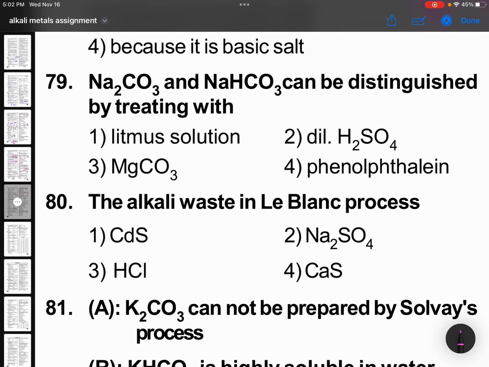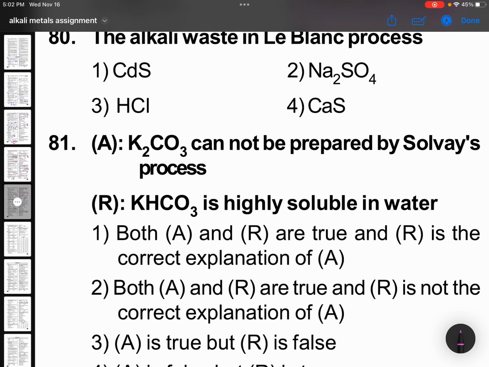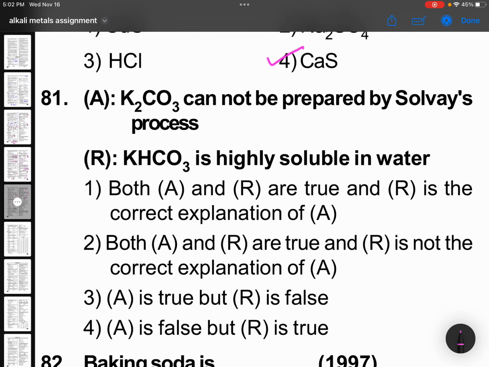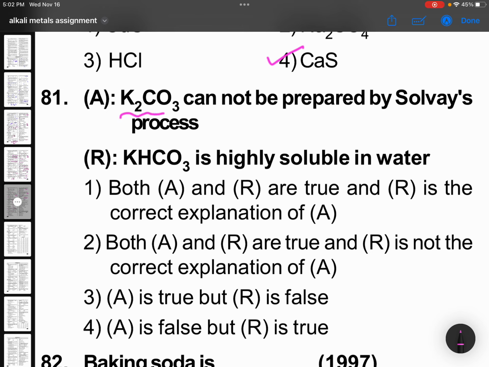79. Na2CO3 and NaHCO3 can be distinguished by treating with phenolphthalein. Phenolphthalein can give pink color. The color you are seeing, this same pink color, it can give with this strong one, not with this. The alkali waste in Leblanc process is, this is memory based, calcium sulfide. K2CO3, this question I was telling you. K2CO3 cannot be prepared by Solvay process because KHCO3 is highly soluble in water. So this is absolutely right.